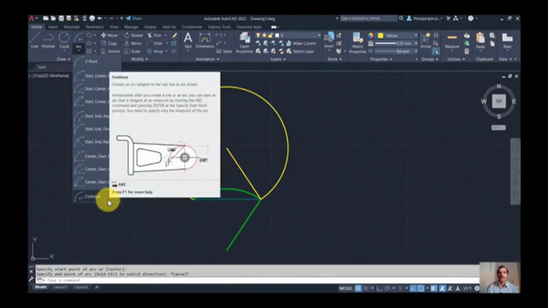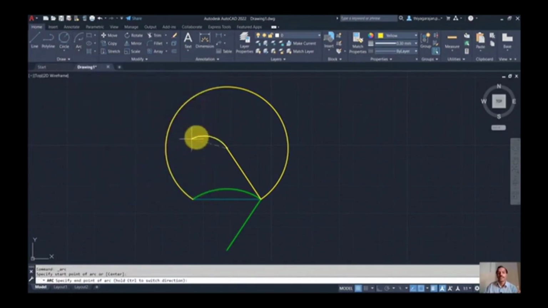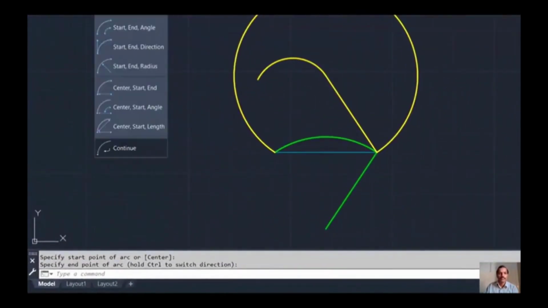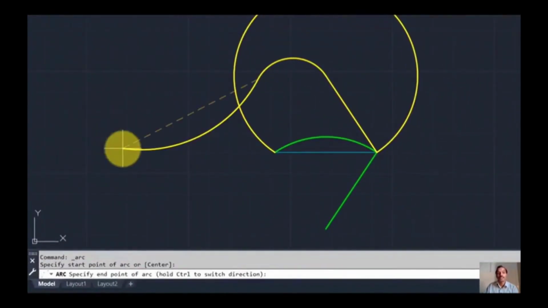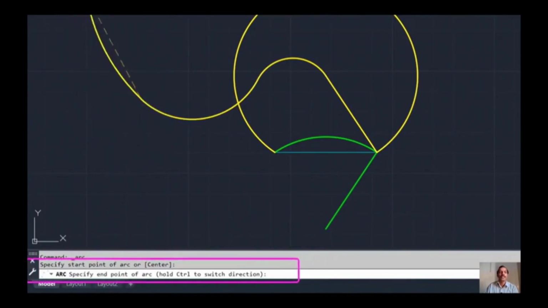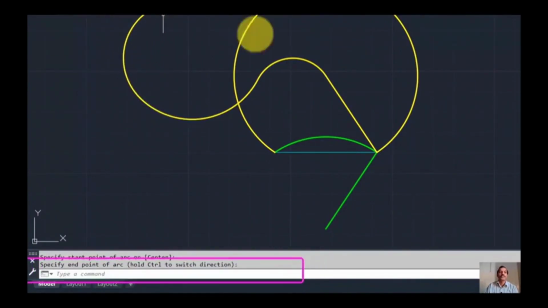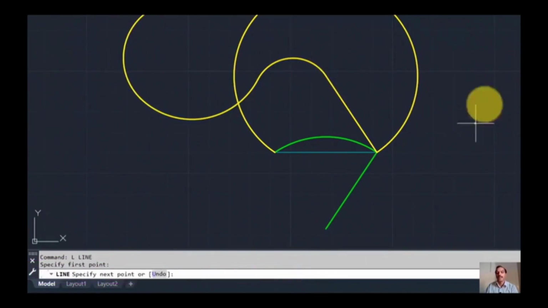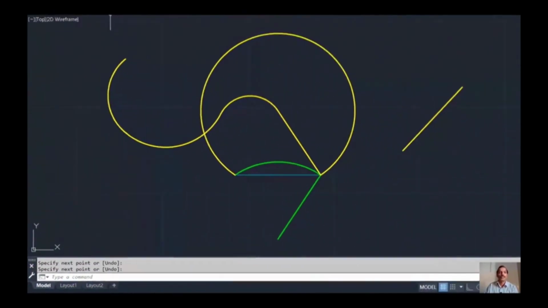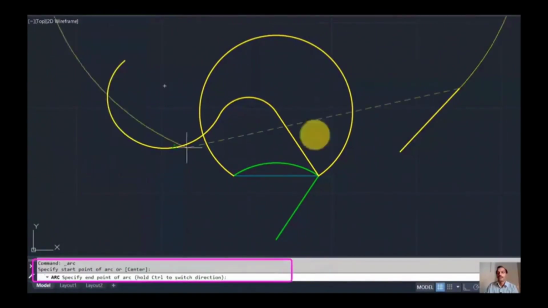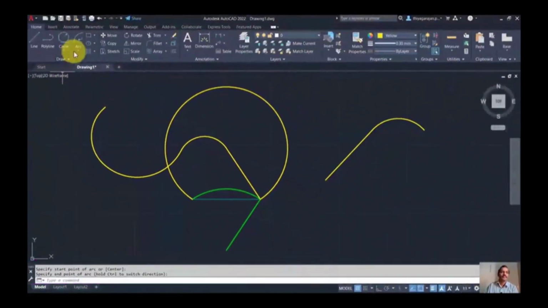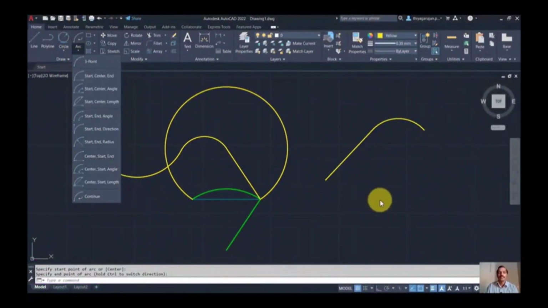Continue means we are going to continue the curve from the last object. You see here, finally I drew the line. I'm going to continue the arc from the last object. If I draw a line here and want to continue the arc from there, you can continue. So these are the 11 methods of arc creation.